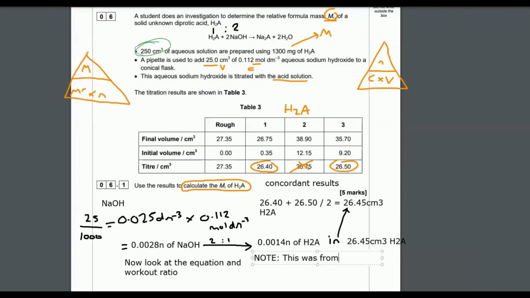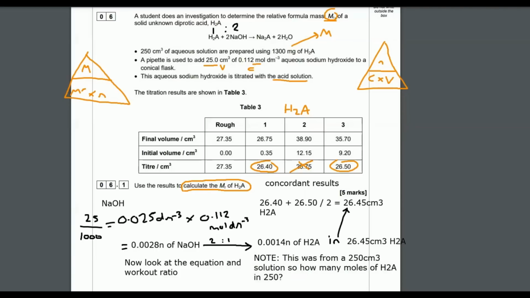However, only 26.45 centimeters cubed was used to neutralize the sodium hydroxide. So we know that there's 0.0014 moles of acid in the 26.45 centimeters cubed. How many moles are in the 250? How would you work that out?